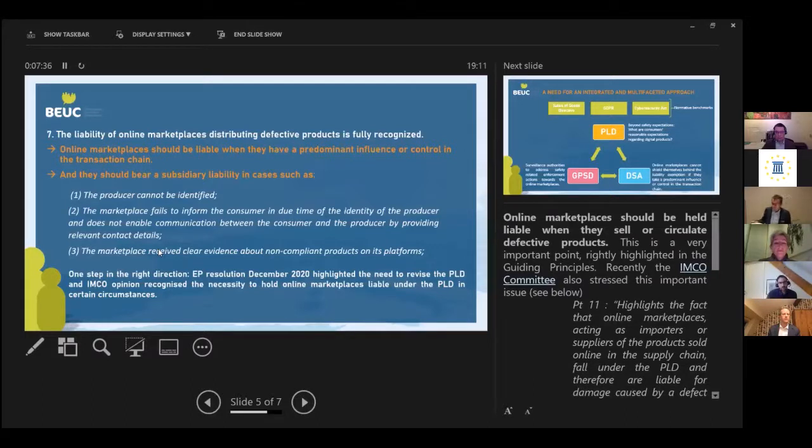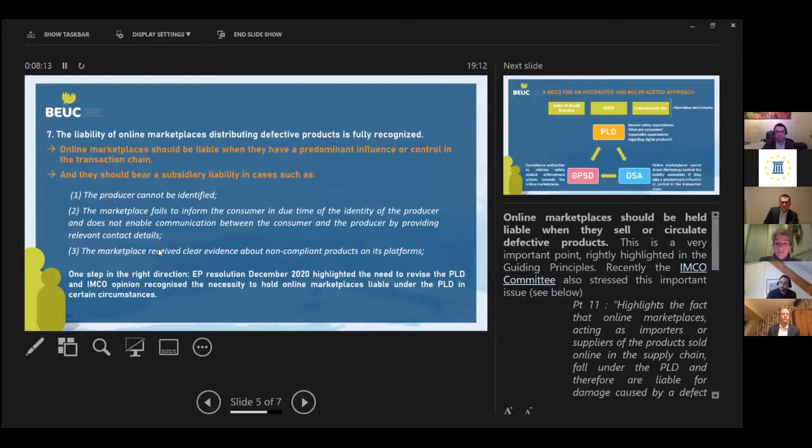But additionally, we think that a subsidiary liability could also be considered in cases when, for example, the producer cannot be identified, or the marketplace has failed to inform the consumer in due time about the identity of the producer, or does not enable communication between the consumer and the producer or the supplier in order to get the relevant contact details to address the complaint, as well as in situations where the marketplace has received clear evidence about non-compliant products on its platform.